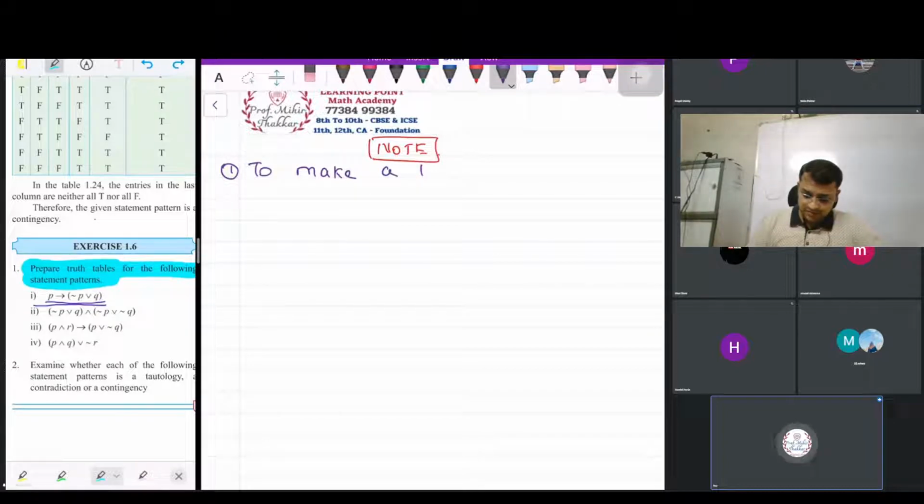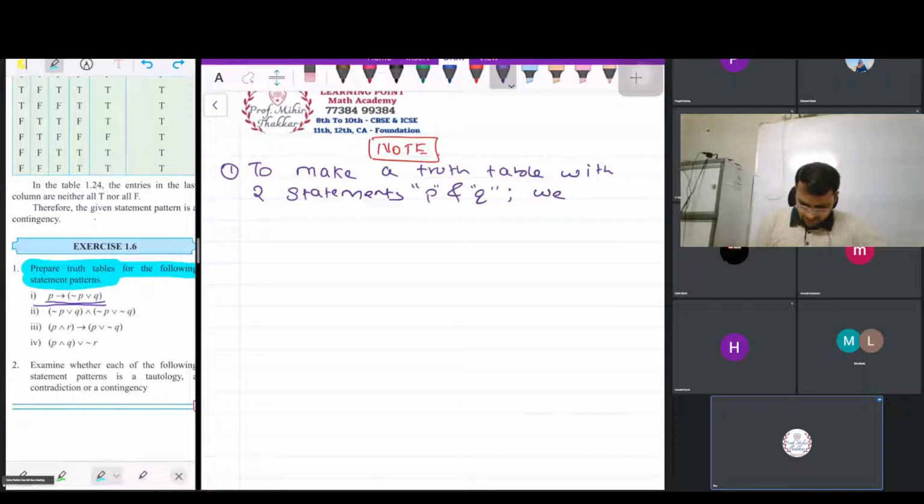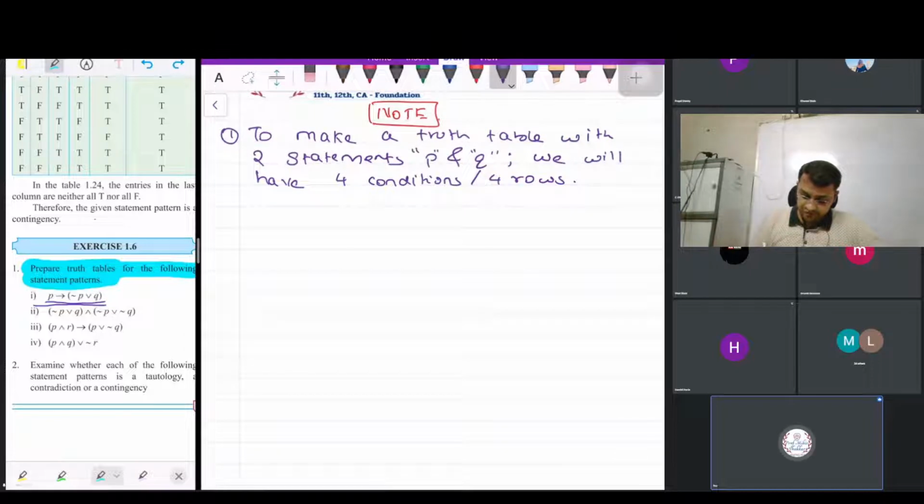To make a truth table with two statements, let me consider P and Q, we will have four conditions, or I can say four rows, and I am leaving a space of 2-3 lines over here. I'll tell you why, just 2 minutes.